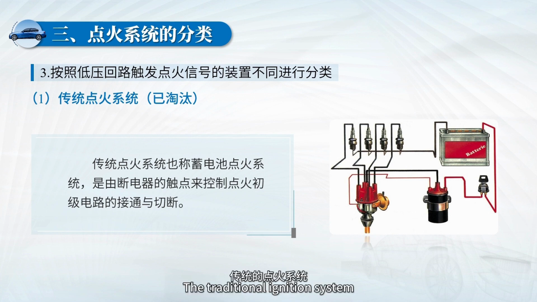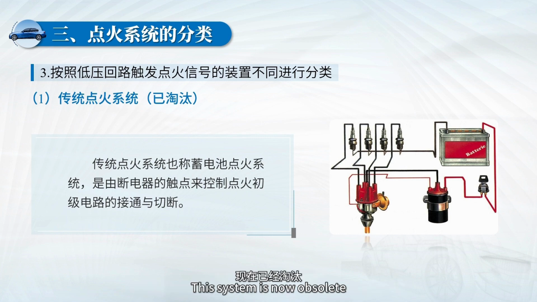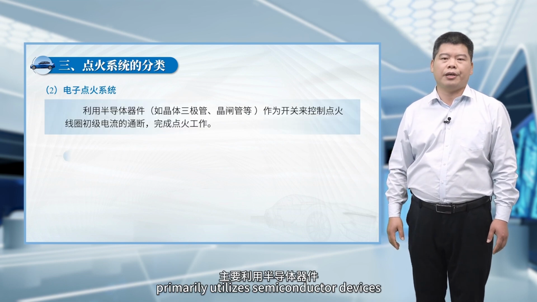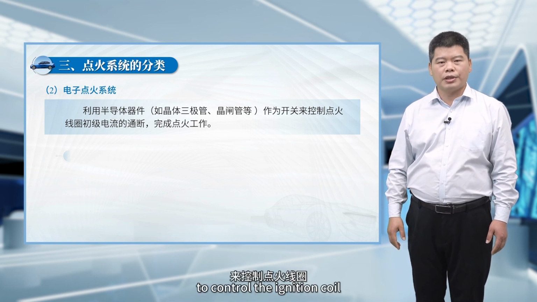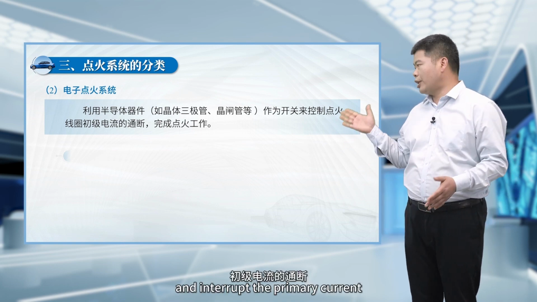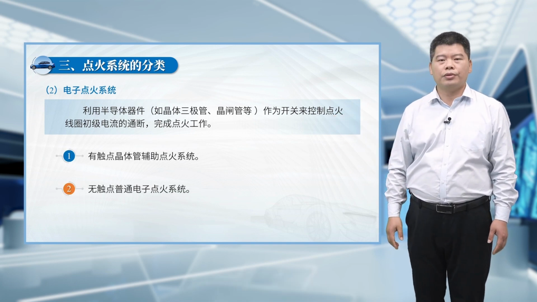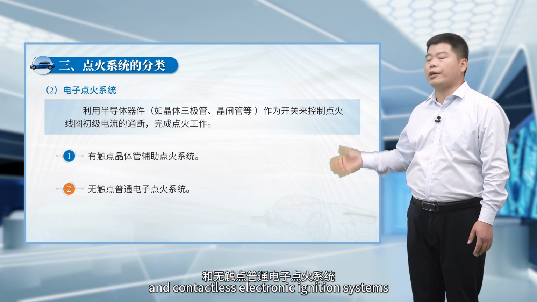1. The traditional ignition system, also known as a battery ignition system, is controlled by the contact points of a breaker to control ignition and the opening and closing of the primary circuit. This system is now obsolete. 2. The electronic ignition system primarily utilizes semiconductor devices, such as transistors and thyristors, as switches, to control the ignition coil and interrupt the primary current, thereby accomplishing ignition. It is divided into 2 main types: contact-assisted transistor ignition systems and contactless electronic ignition systems.